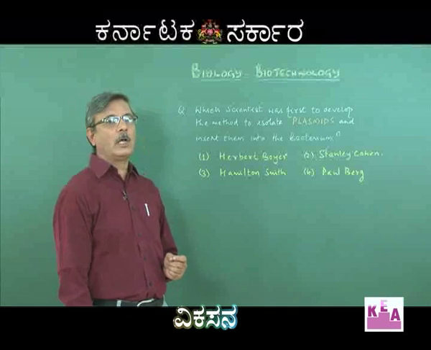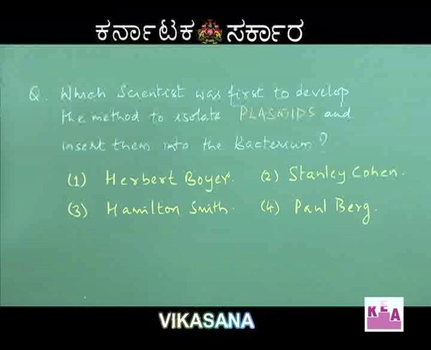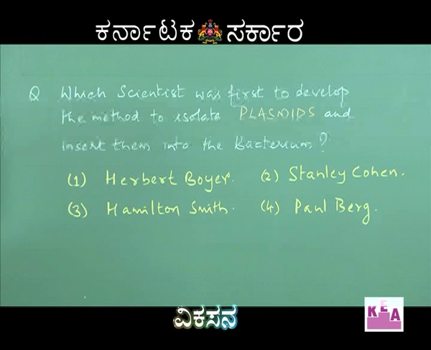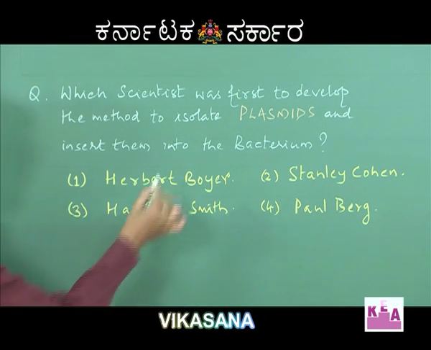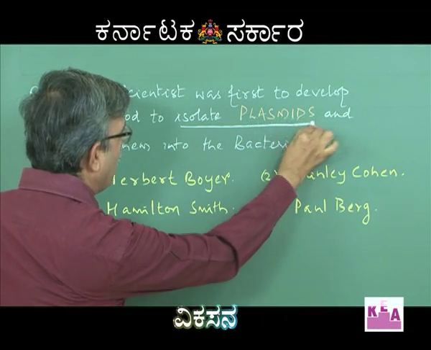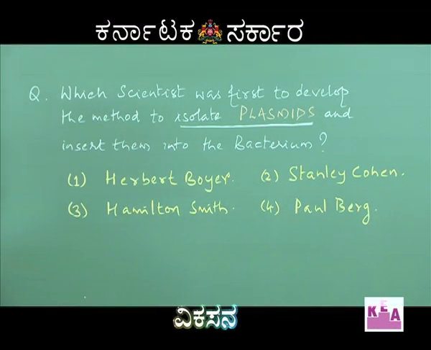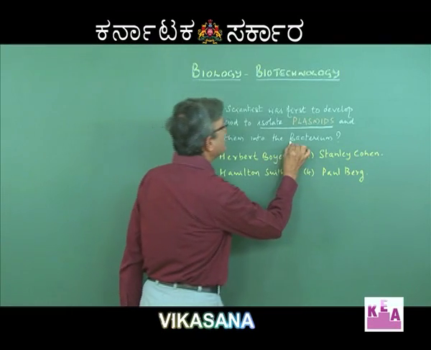Dear friends, now we move on to the next question. Which scientist was first to develop the method to isolate plasmids and insert them into the bacterium? Options are Herbert Boyer, Stanley Cohen, Hamilton Smith, Paul Berg, all wonderful scientists. So here the question is, the scientist associated with isolation of plasmids and inserting back into the bacterium.